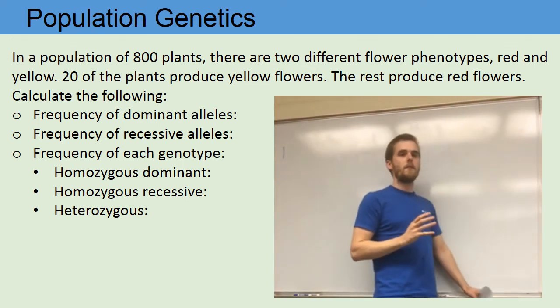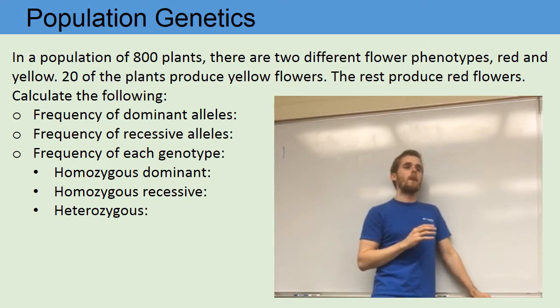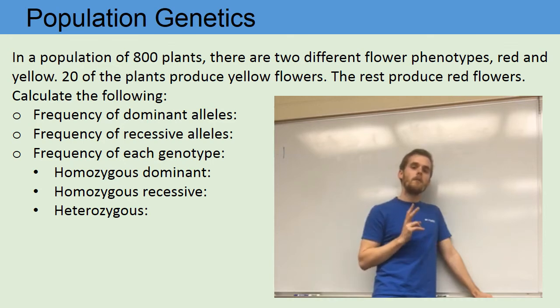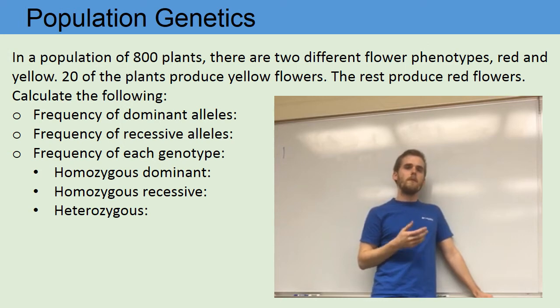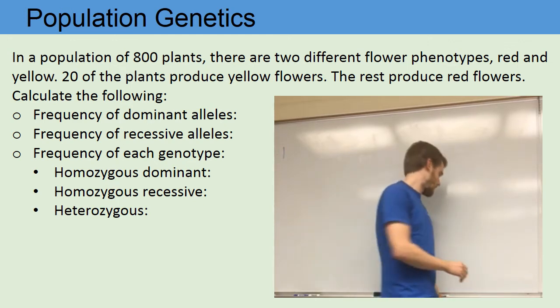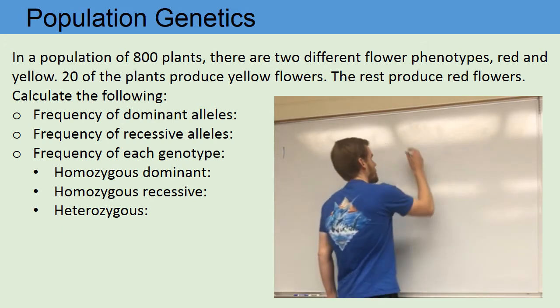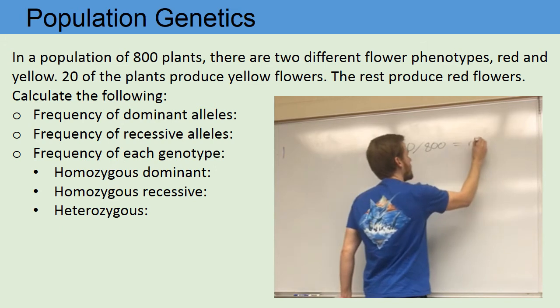Now, the key to answering this question is going to be in the number of homozygous recessive individuals. So we're given the scenario that we have a plant population of 800, and of those 800, only 20 are yellow. So it's fairly safe to assume that those 20 individuals must be the recessive individuals. In other words, their genotype must be little r, or whatever letter we're using for the alleles. So we can safely say that 20 out of the 800 are little r.